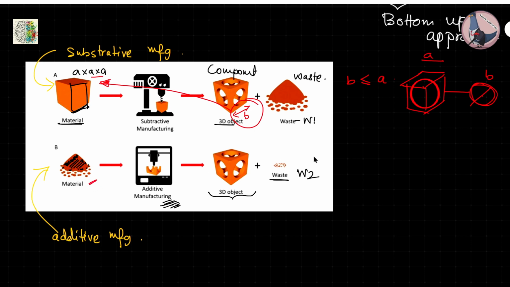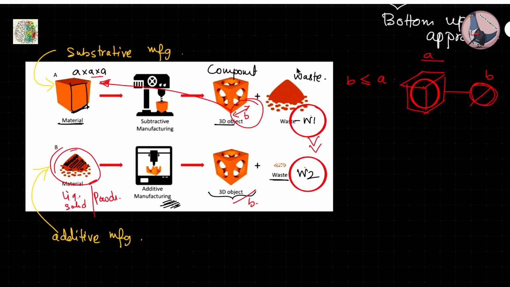But in additive manufacturing, no such limitation is there. Even if this is B, the starting material can be liquid, solid, or powder, so there can be different things. It can be of any shape and size, and for your final object, no such dimension restriction is there. Then the second thing: this waste, W1 and W2, W1 is always greater than W2. It is always so. In subtractive manufacturing, whatever waste you get is always more than the waste you get in the corresponding additive manufacturing. And you also know that this waste has to be recycled.